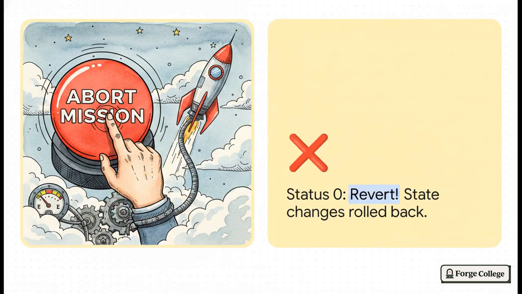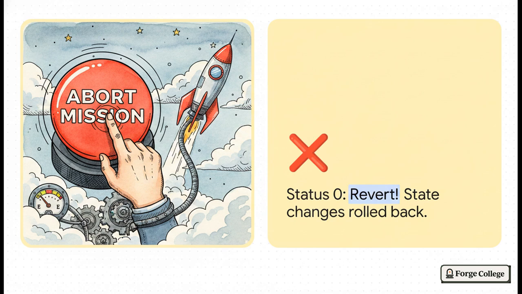Keep in mind, an EVM REVERT opcode acts a lot like a dramatic abort mission button on a rocket launch, handing you a status 0. Your state changes are completely rolled back, meaning nothing you tried to do actually happened on-chain. But here is the catch, and it's kind of a harsh reality of smart contracts. You will still be charged for the gas you spent getting halfway to space before hitting the abort button.